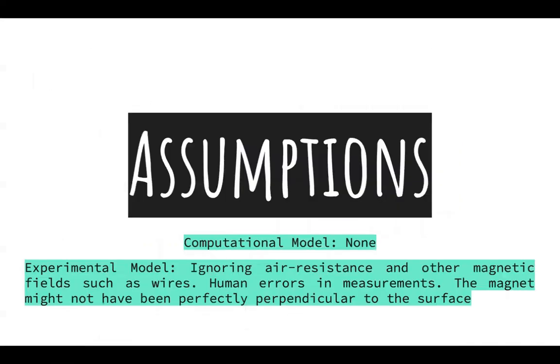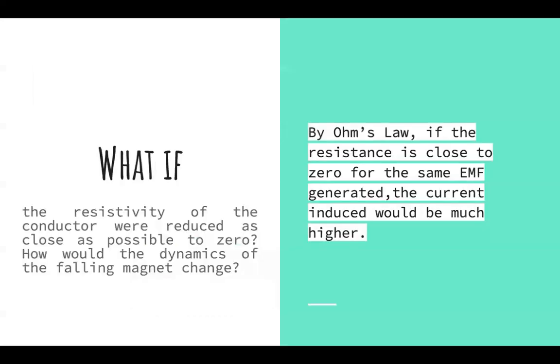In the experimental model, we ignore the air resistance, other magnetic fields, and human error in measurement, and the magnet might not have been perfectly perpendicular to the surface. What if the resistivity was reduced to around zero? The current generated would be much higher.